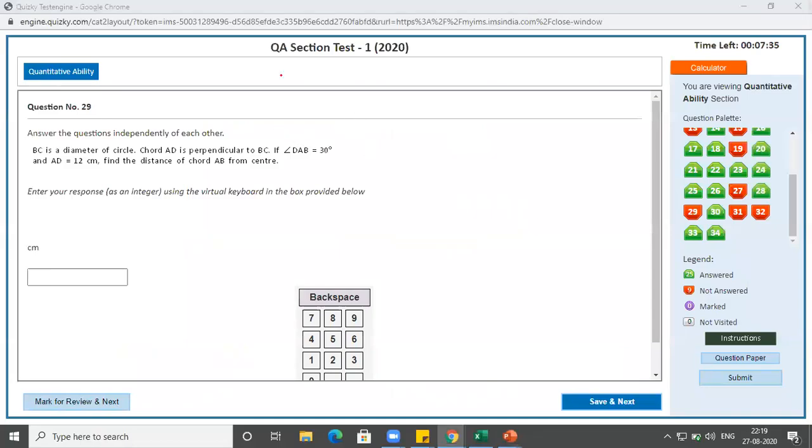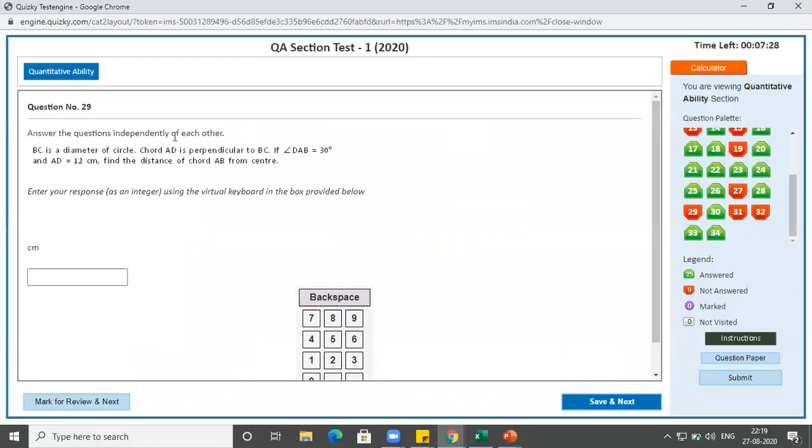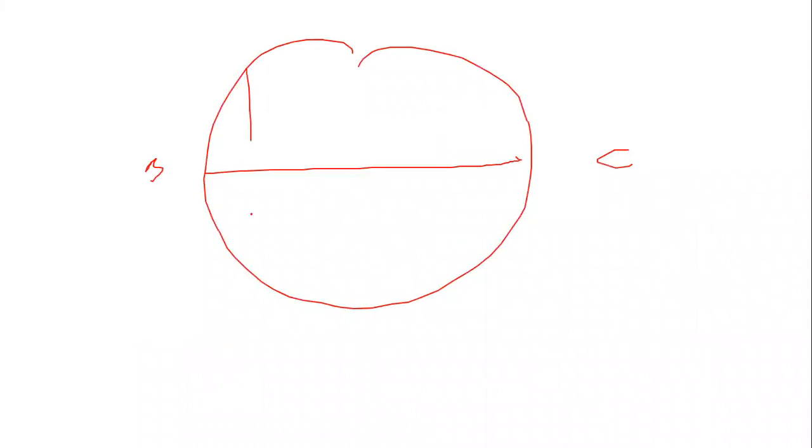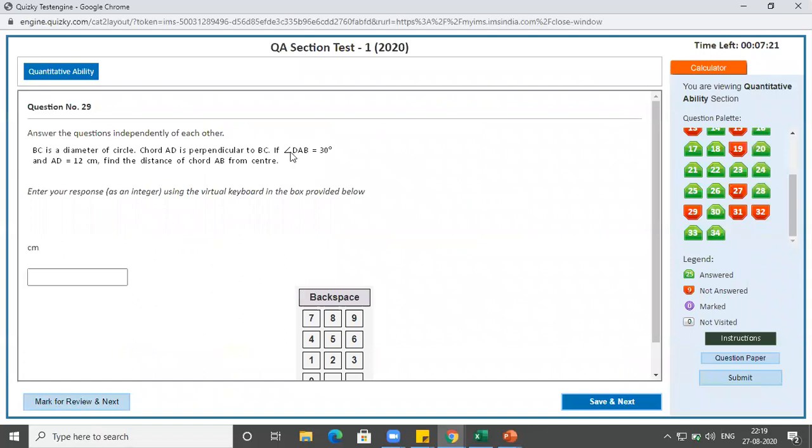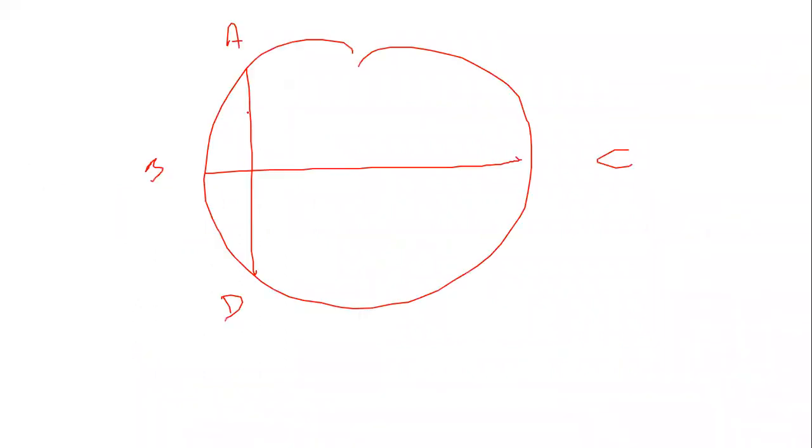If BC is the diameter of a circle, right? Chord AD is perpendicular. अब देखते हैं. If DAB is 30 degree, DAB this is 30 degree. First of all, this is 30. Then this is also 30. And this is 60.